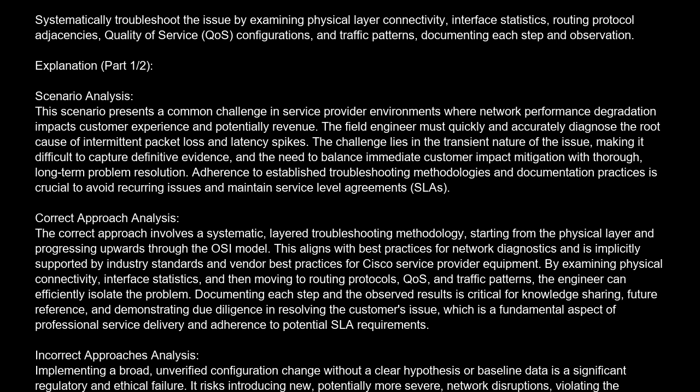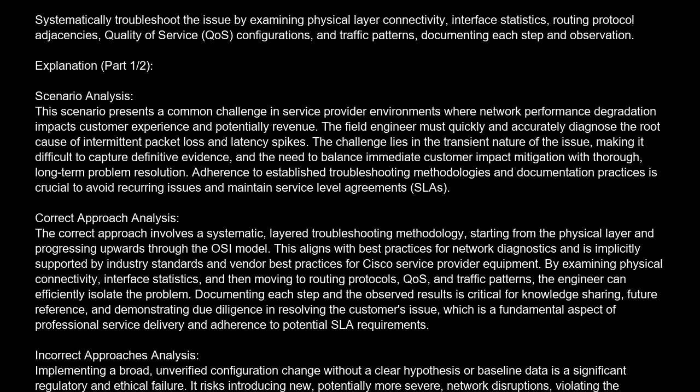Explanation. Scenario analysis. This scenario presents a common challenge in service provider environments where network performance degradation impacts customer experience and potentially revenue. The field engineer must quickly and accurately diagnose the root cause of intermittent packet loss and latency spikes. The challenge lies in the transient nature of the issue, making it difficult to capture definitive evidence, and the need to balance immediate customer impact mitigation with thorough, long-term problem resolution. Adherence to established troubleshooting methodologies and documentation practices is crucial to avoid recurring issues and maintain service-level agreements.